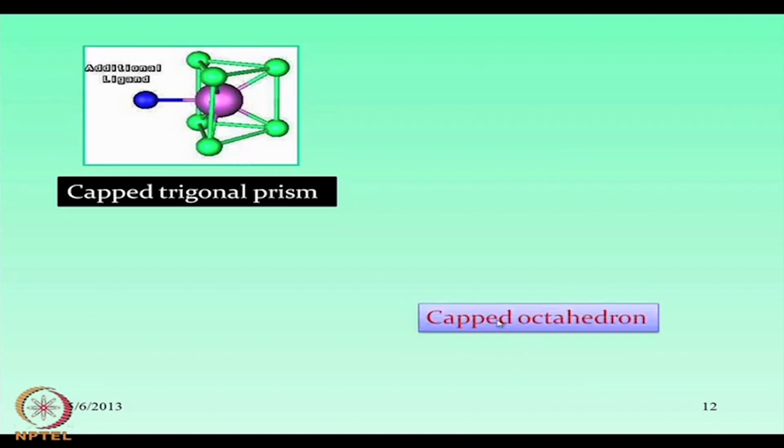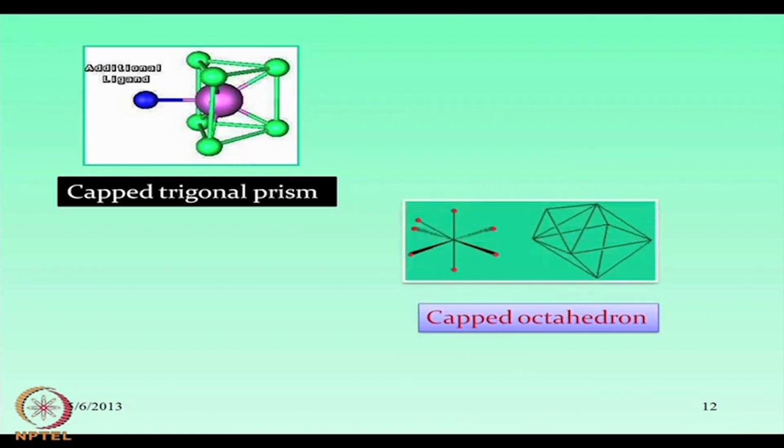Then we can have capped octahedron, where we have this regular octahedral geometry connecting all 6 positions in the sphere arrangement. And if we cap one particular trigonal face by another ligand atom, we get a coordination number of 7, and the positioning of all 7 would be like this. So, these 3 and these 3 are for the regular octahedral geometry, and this one is the corresponding extra.